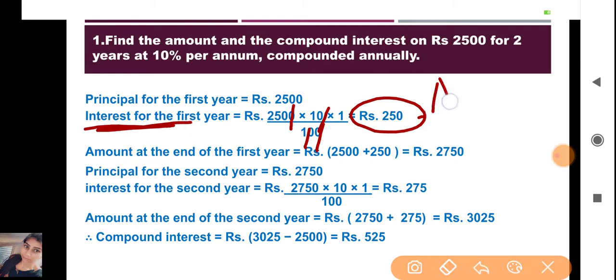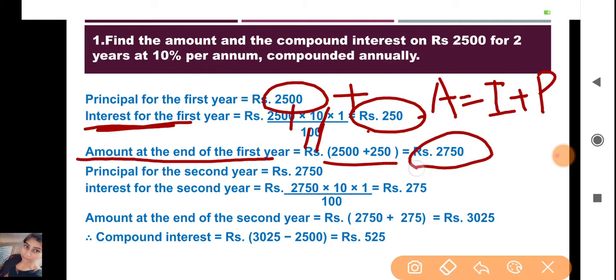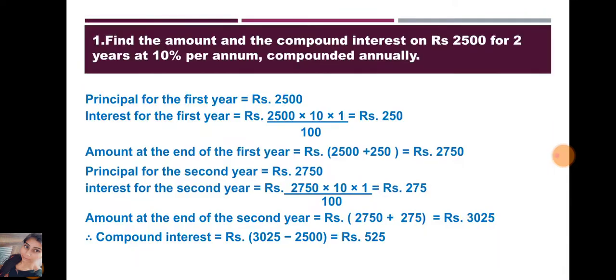Then the formula for amount is what? Interest plus principal. So the amount at the end of the first year will be 2500 plus 250. These two will be added. So 2500 plus 250 will become 2750. As I told you, in case of compound interest, this amount for the first year will become the principal for the second year. So now this A will become the principal for the second year, that is 2750. Again we are going to use the same thing.